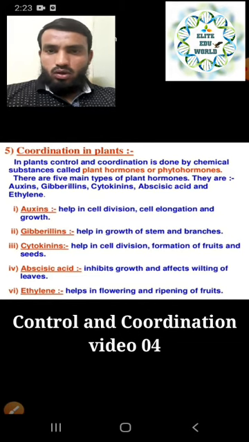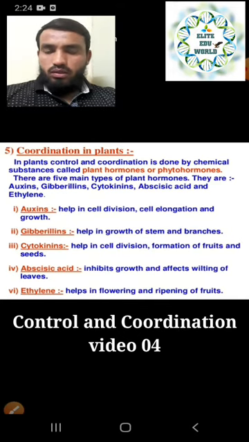And why do some parts of the plant grow more rapidly, and why do some parts not grow rapidly? All of this has to be controlled. They also need a process to control things. So they also have a control and coordination system, but not exactly like our human beings.